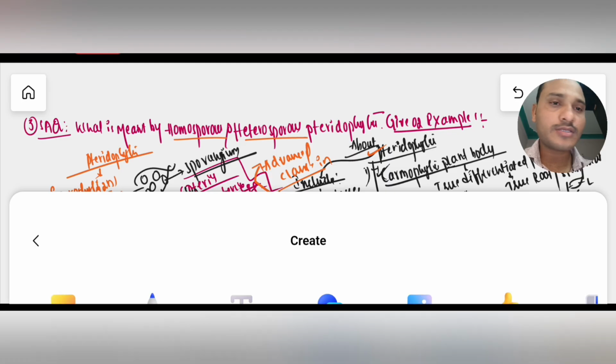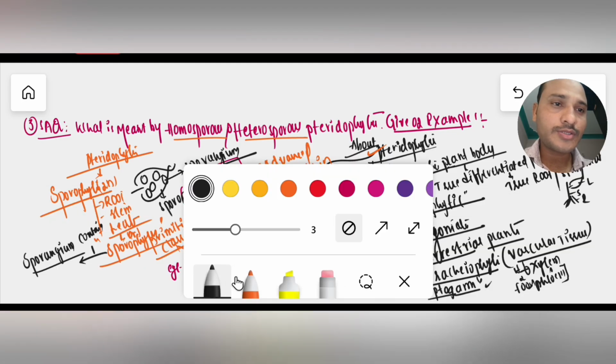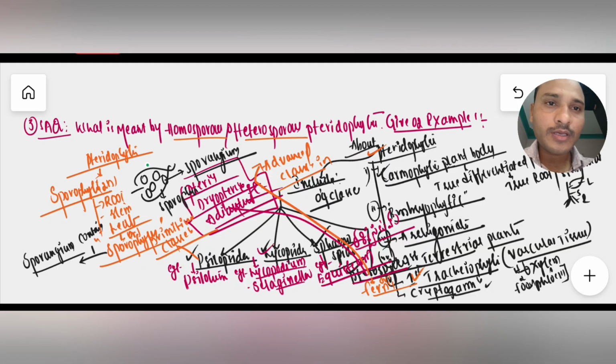Inside this sporangium, spores are produced. Remember, sporangium produces spores. So in the sporophyte plant body, the leaf is also known as sporophyll because it contains sporangium on its surface, and this sporangium contains spores. Like, inside we have what?